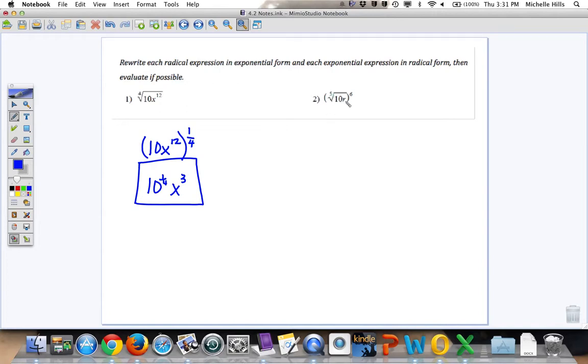Again, this means to take the 10r to the 1/5 power, but then I have to raise that to the 6th power. Well, this ends up being 10r, a power to a power, I multiply the exponents. 1/5 times 6 is 6/5. And then that one I can't reduce at all because I can't take the 5th root of 10 or the 5th root of r without knowing what r is.